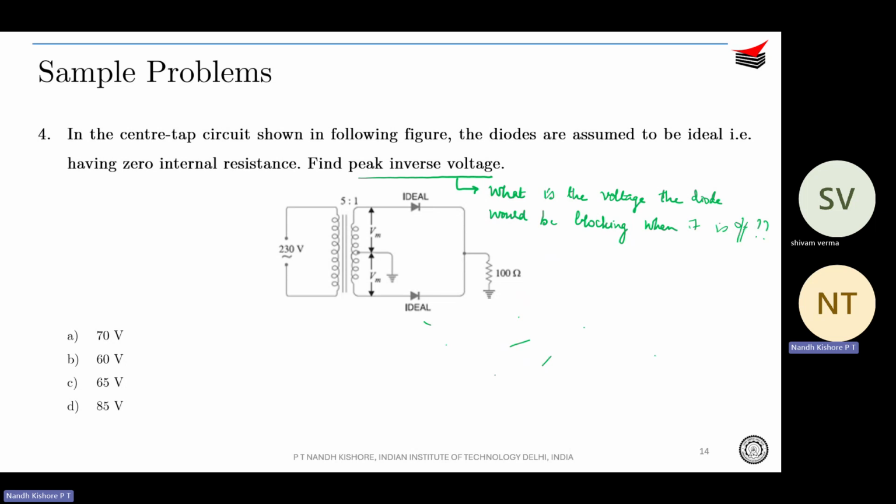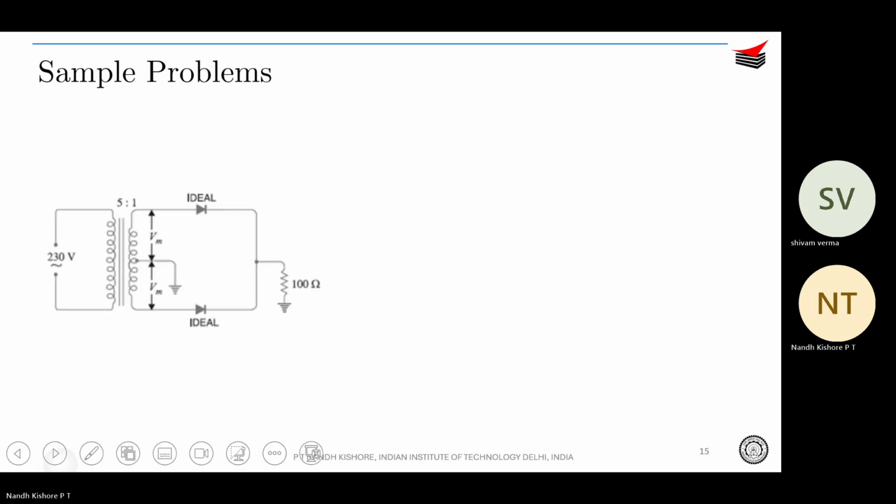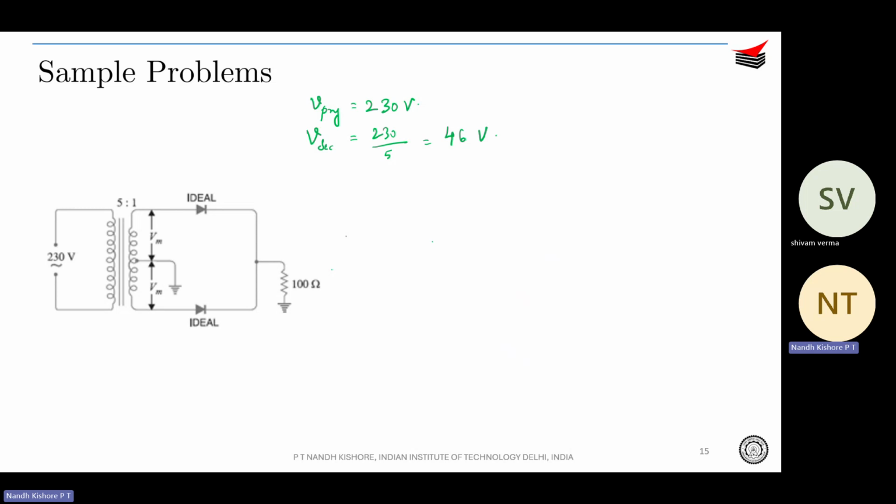All right. So 230 volts, obviously this is RMS, you know by now. And what is happening? It's a 5:1 transformer over here. So 230 gets stepped down to 230 by 5, which is how much? 46 volts, correct? So your V primary is 230 volts. Therefore, V secondary is 230 by 5, which is 46 volts.